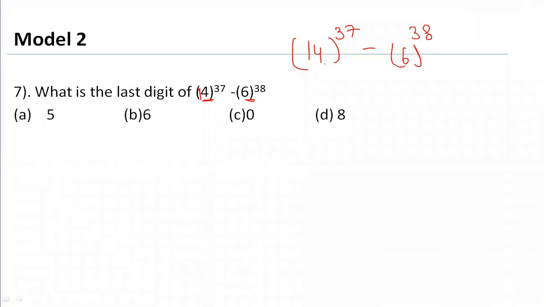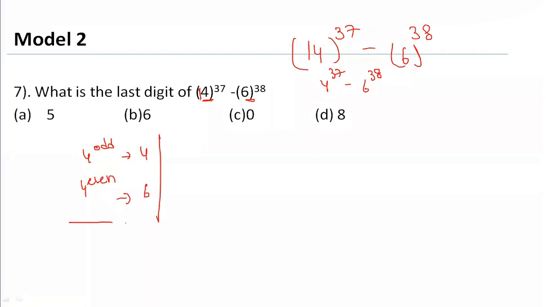If that is 14 power 37, however many digits are there in the number, your concentration should be on the last digit. That means this will be 4 power 37 minus 6 power 38. I have already told you, 4 power an odd number gives 4 as the units place, and 4 power an even number gives 6 as the units place.